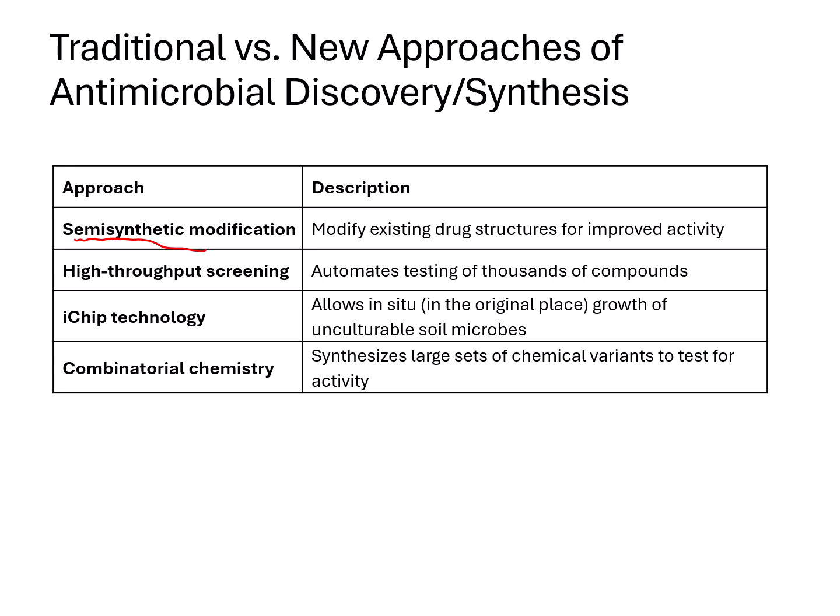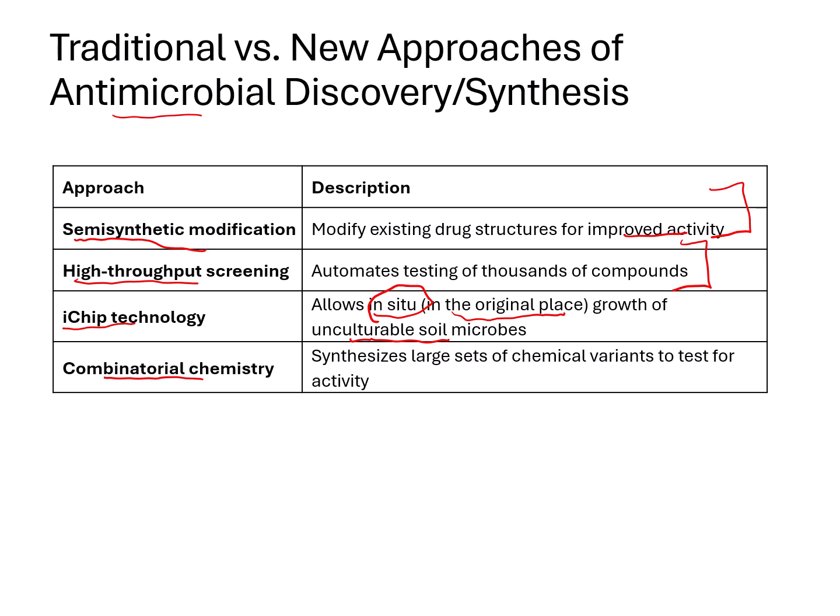One approach, for instance, is semi-synthetic modification, where we modify drugs for improved activity. We also have high throughput screening, which is when we screen thousands of chemical compounds to see if they can be antimicrobial. iChip technology allows us to grow, within the original location where the bacteria grow, previously unculturable soil microbes.